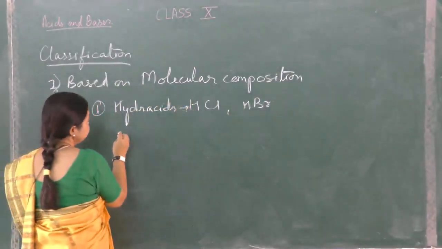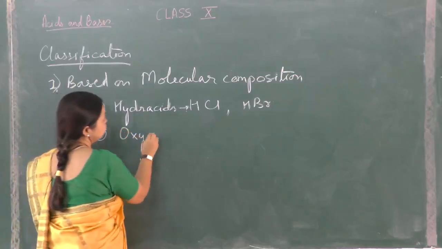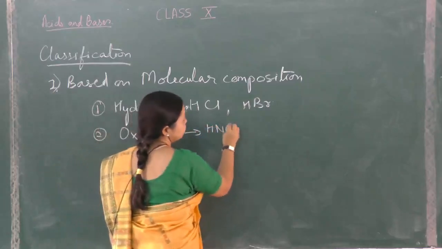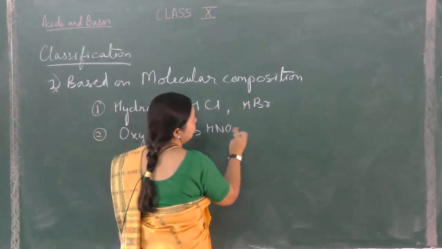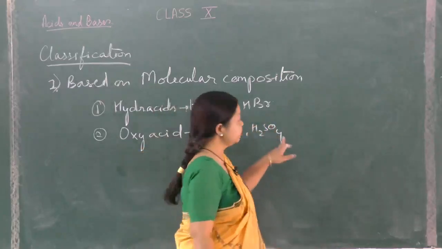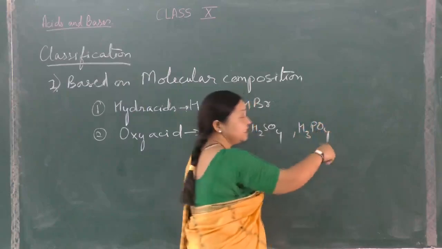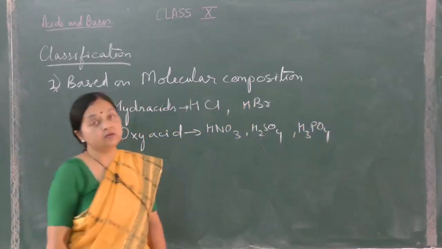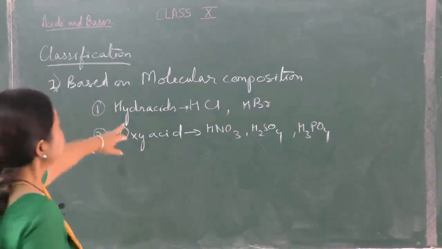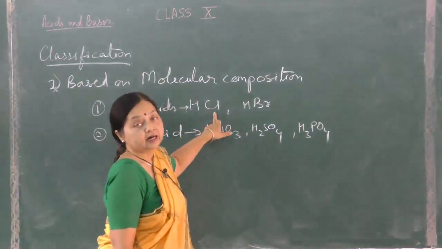But if oxygen is present, then oxyacid, like HNO3, oxygen is present, or H2SO4, oxygen is present, H3PO4, oxygen is present. So if oxygen is present along with hydrogen and the non-metal, then it is called an oxyacid, and if not, then only hydrogen is present with the non-metal, then it is called a hydracid.